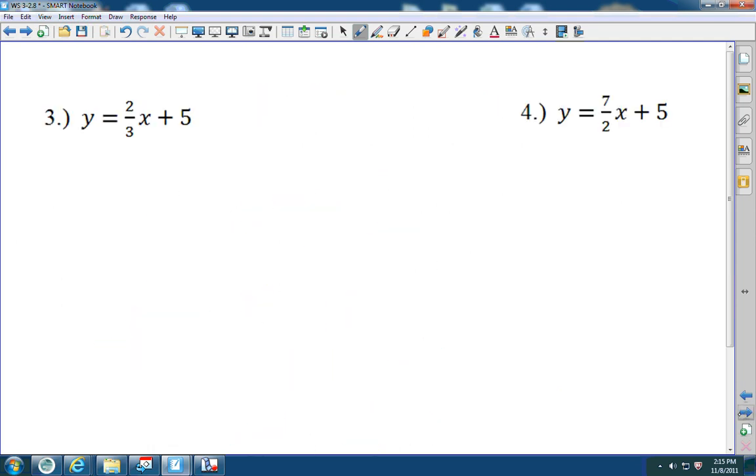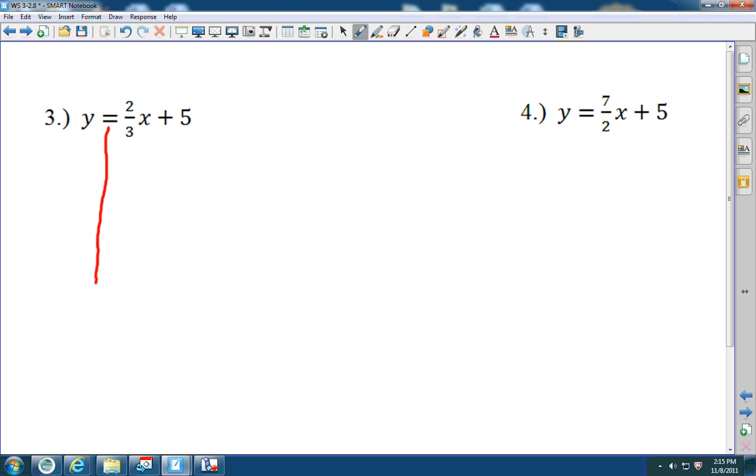Okay, here's number 3. If you haven't done the worksheet already, why don't you pause the video and see if you can come up with the right answer. They said they wanted it in integers. So make sure you're changing this into a whole number.